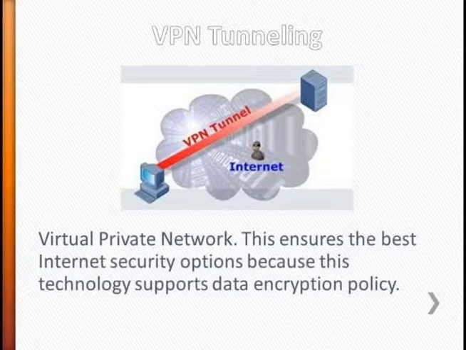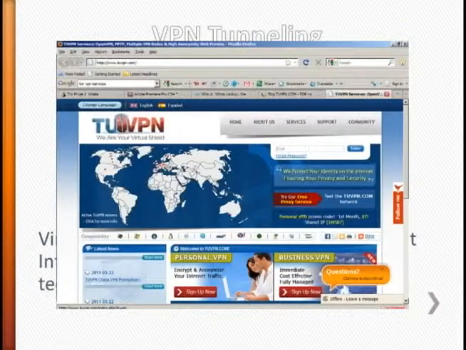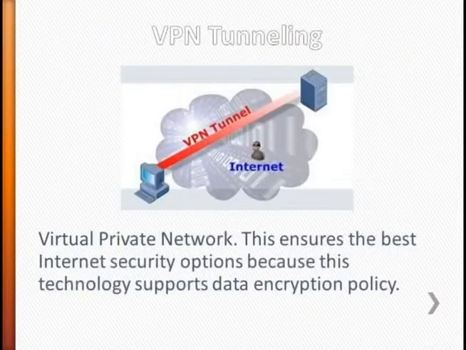The third type of anonymous technology is VPN tunneling. VPN is an acronym for Virtual Private Network. Usually, government agencies, financial institutions, and big companies use this type of anonymous browsing. This technology ensures the best internet security options from all the three options because this technology supports data encryption policy.